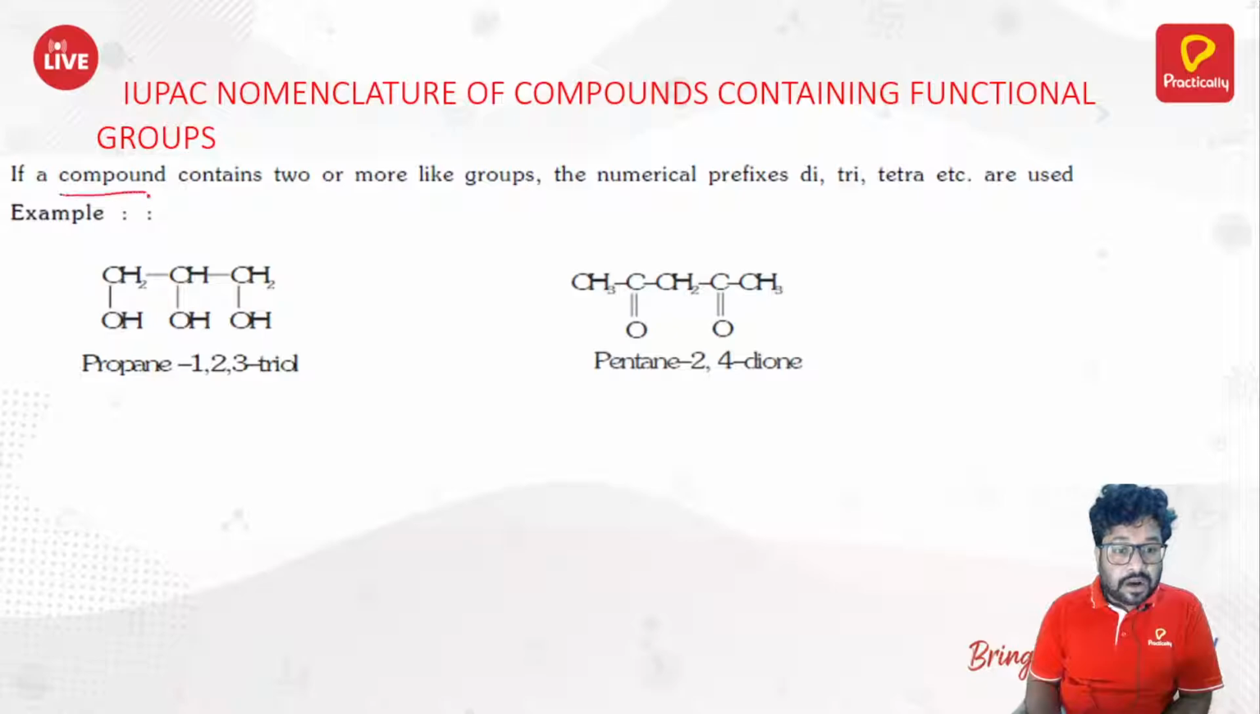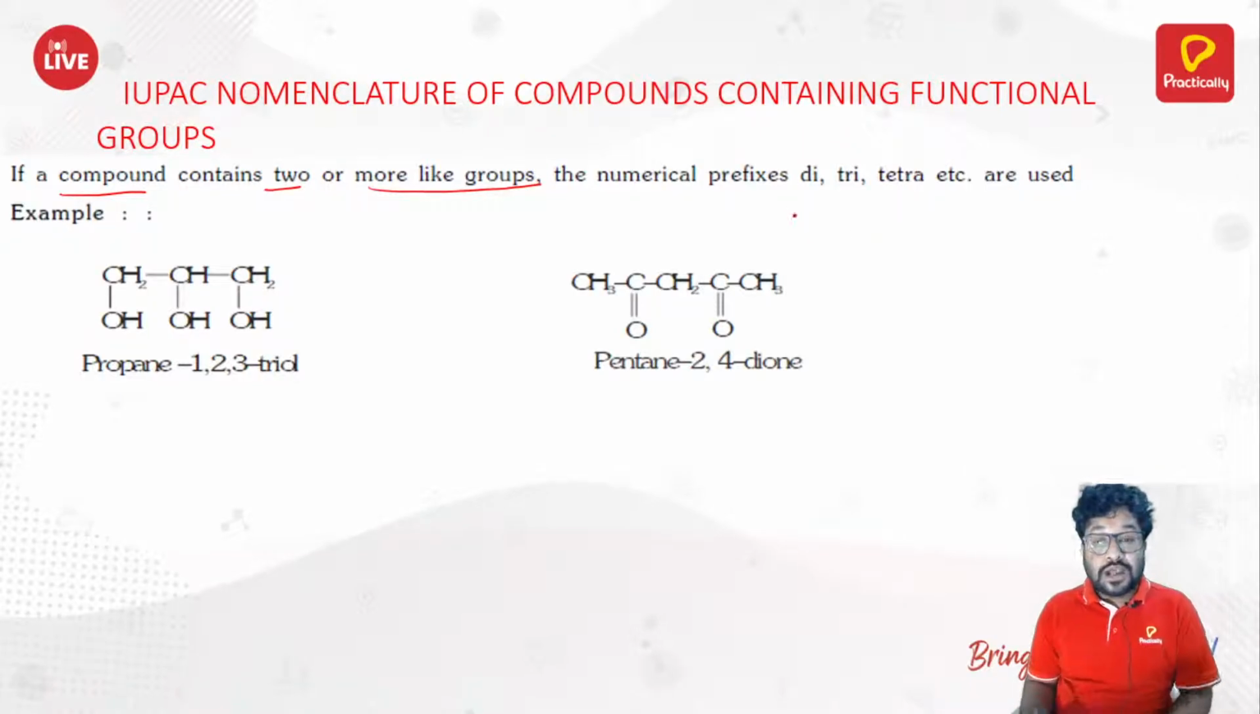If a compound contains 2 or more like groups, what do we do? We add the numerical prefixes like di, tri, tetra. Look at here. There are 3 OH groups on all 3 carbons. So 1, 2, 3. The parent chain is propane, right? And at all 3 positions you have OL. So how do we call it? Propane-1,2,3-triol, right?